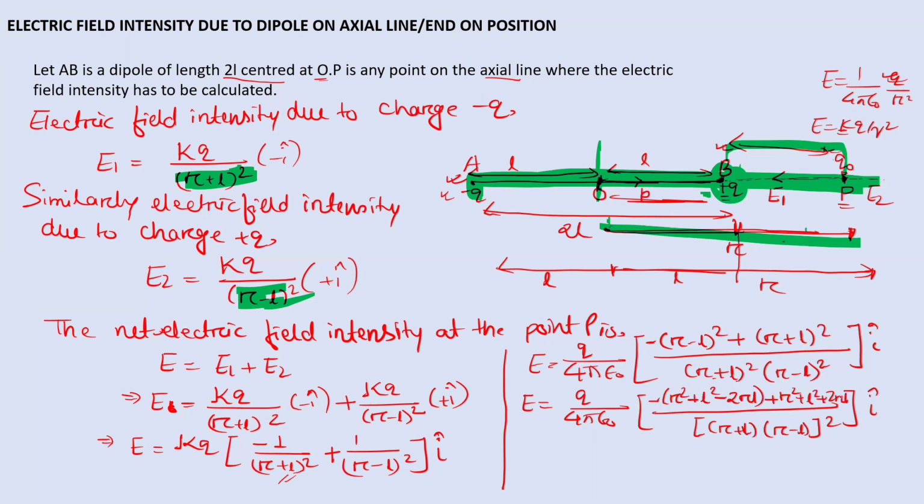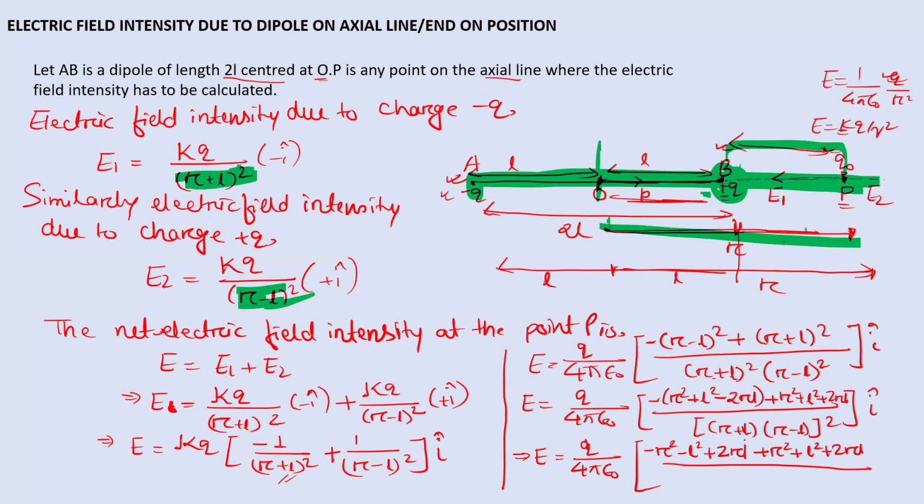Remember, this is for A plus B, this is for A minus B. So now what we will do? E is equal to Q by 4 pi epsilon naught. Now we will take the negative sign inside, and we will have minus R square minus L square plus 2RL. Again, plus R square plus L square plus 2RL.